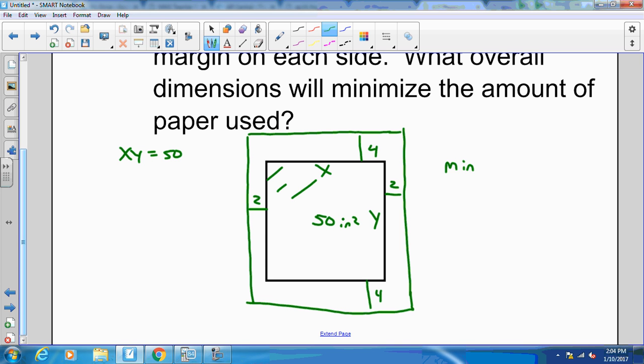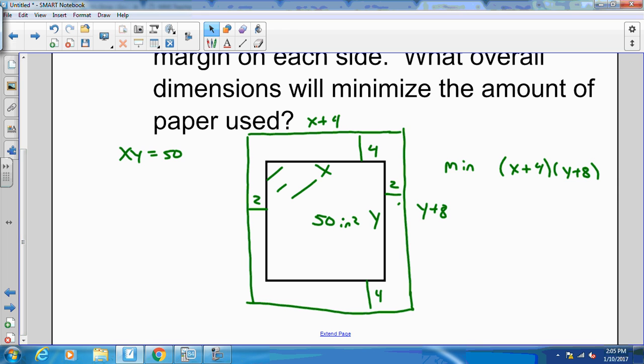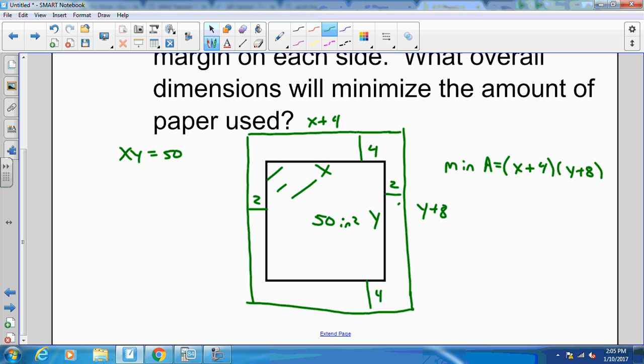And the total area of the whole thing is this dimension, which is y plus 8, top and bottom, times this dimension, which is x plus 4, left and right margins. And this function needs a label, and we're going to call this label area. Does that make sense to everybody?